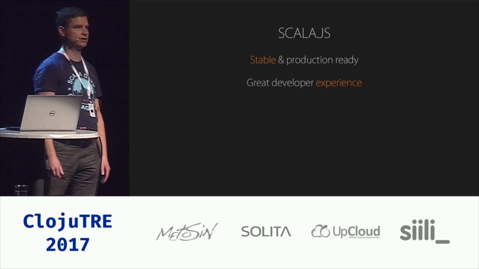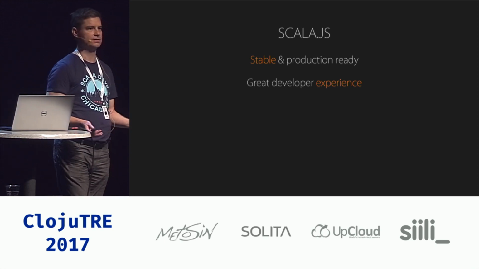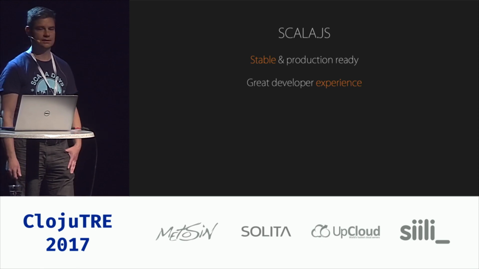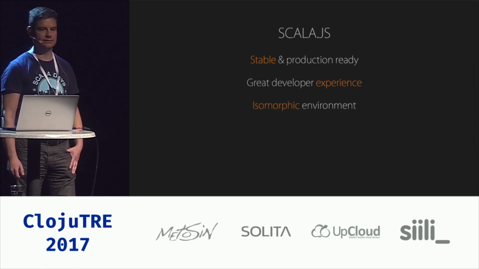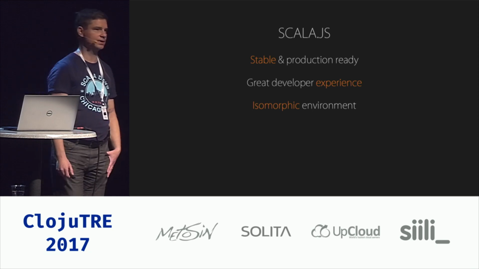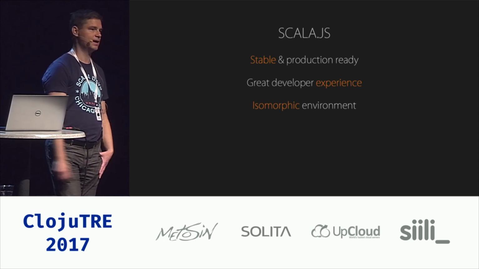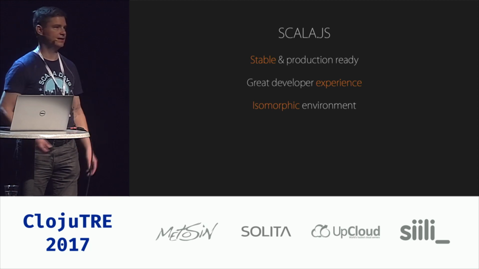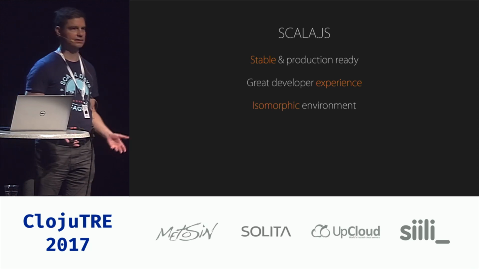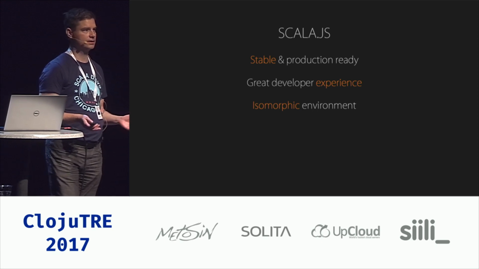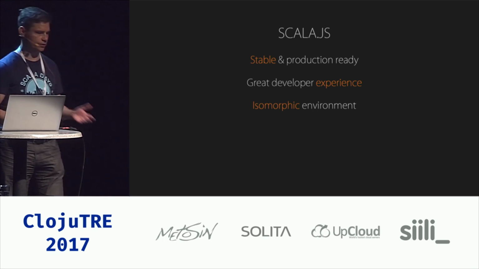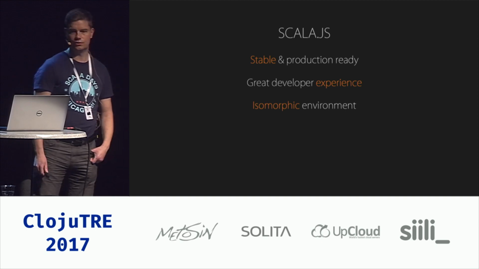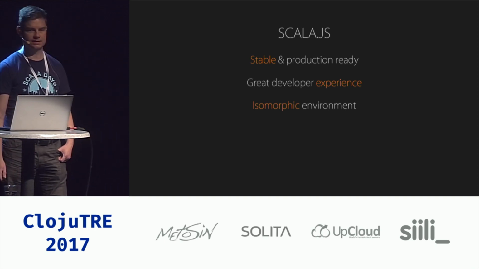Scala.js offers a great developer experience because underneath, it's just Scala, so you can use all the IDEs and all the other tools that exist there. It gives you an isomorphic environment, so you can write Scala both on the back end and on the front end. So you can share code, you can share data models. If you change those models, the compiler makes sure that both the code on the server and the front end side stay in sync, so you don't make any surprising mistakes.